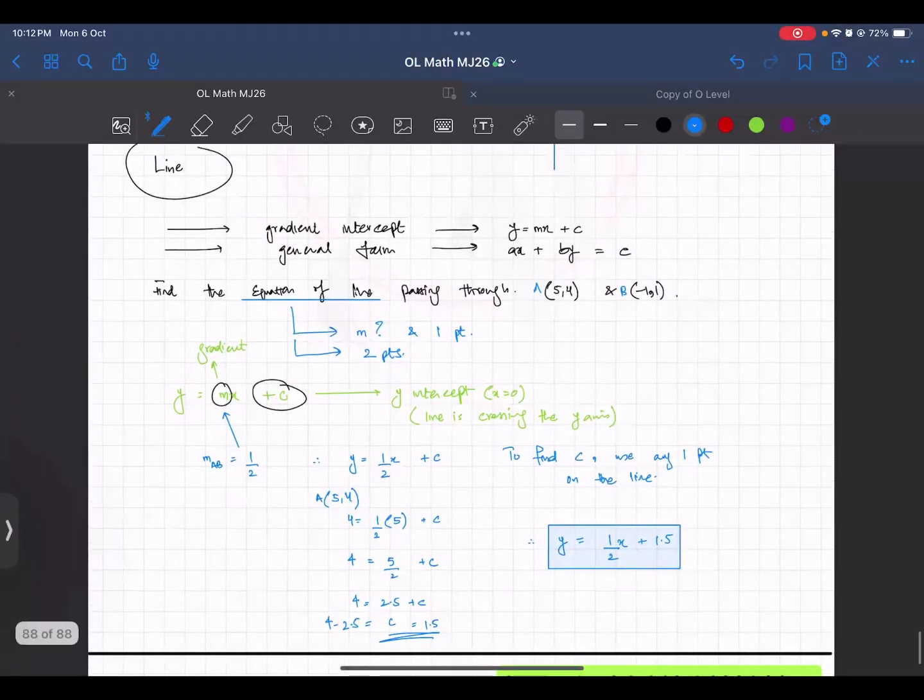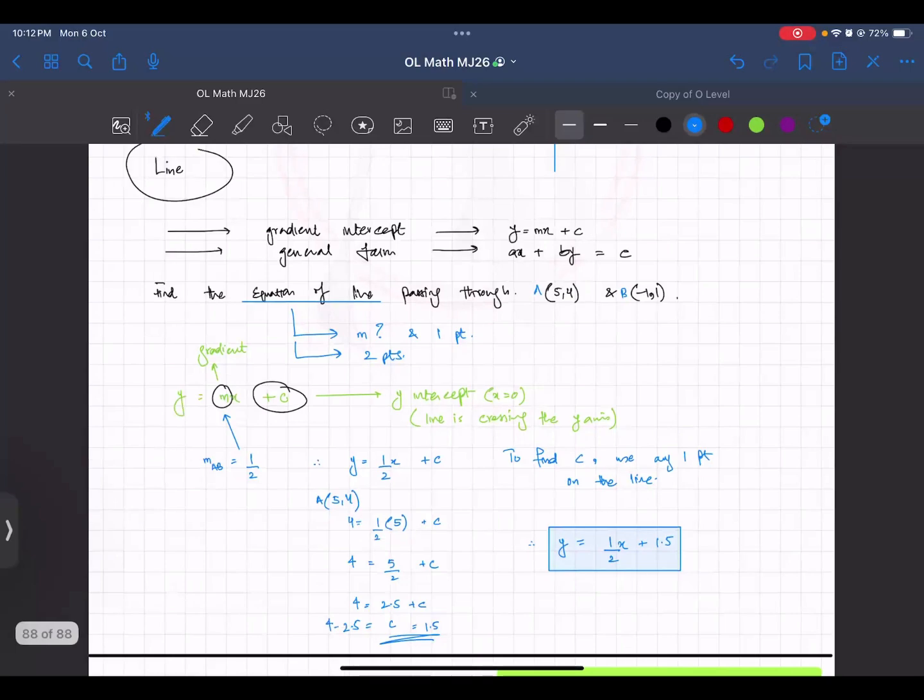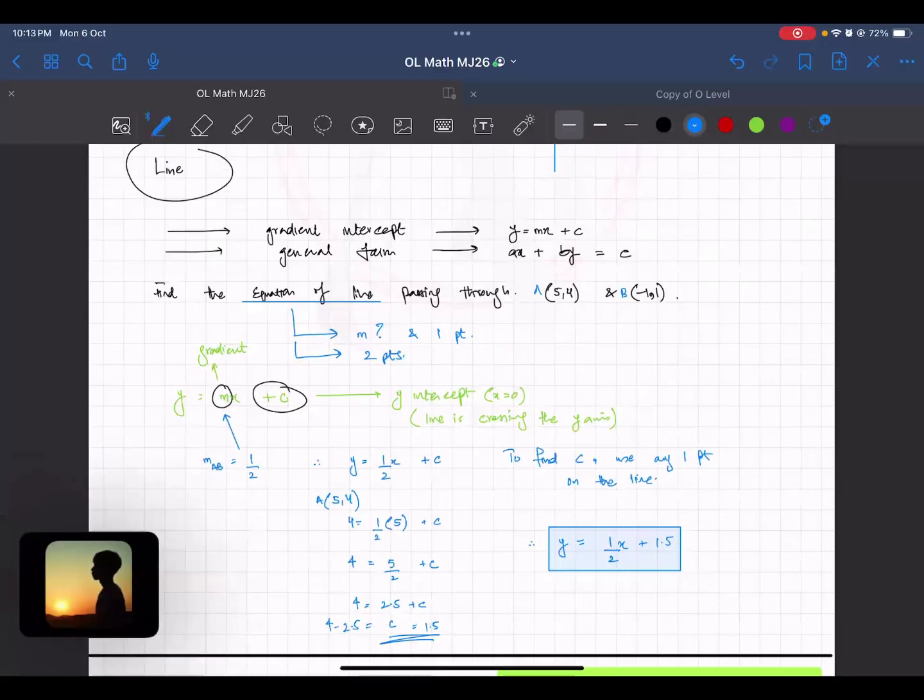Okay, copy this down. If you have any questions, ask. I'll do another example. Example we will do later on in the next class. Right now, I will give you some questions. You try. Find the distance, the gradient, the midpoint, and the equation of the line between the 2 points that I'm giving you.